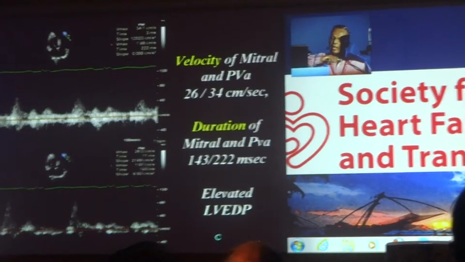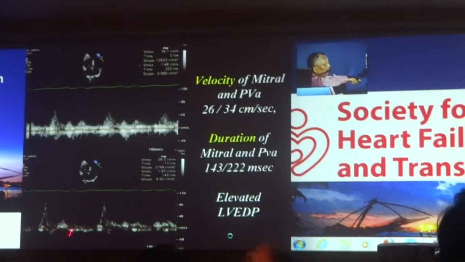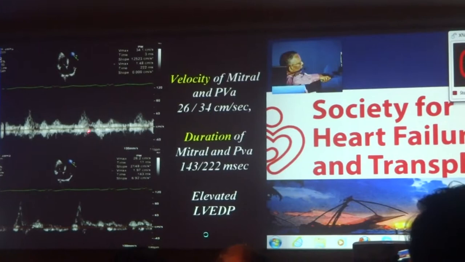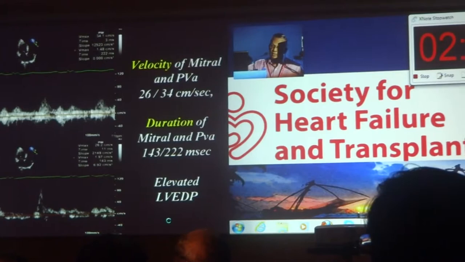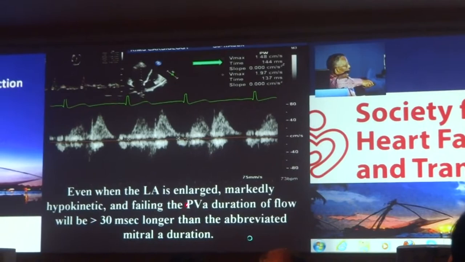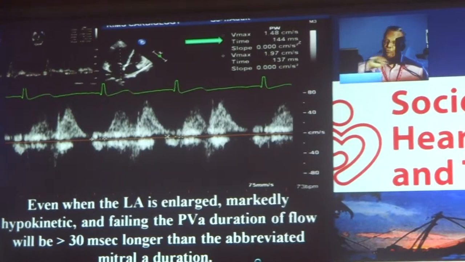And here, you may find the mitral A velocity as well as the duration becomes briefer and briefer, because that period of filling in the mitral valve becomes shorter and of low velocity. At the same time, the pulmonary venous atrial flow reversal becomes of longer duration and higher velocity. Even when the left atrium is enlarged, markedly hypokinetic and failing, the pulmonary venous A duration will be more than 30 milliseconds longer than the abbreviated mitral A duration in this phase of diastolic dysfunction.